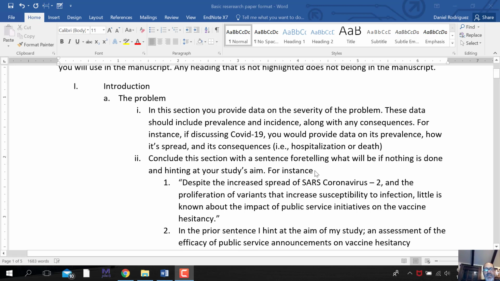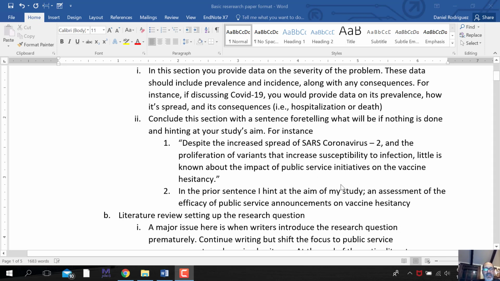And I note that you want to conclude the section with a sentence foretelling what will be if nothing is done. So you're kind of hinting towards the study's aims. And I give you some examples here. Again, I'm not doing any research on coronavirus myself at this moment, but this is just an example of something that I made up for this video and for this document. So despite the increased spread of SARS coronavirus 2 and the proliferation of variants that increase susceptibility to infection, little is known about the impact of public service initiatives on vaccine hesitancy.